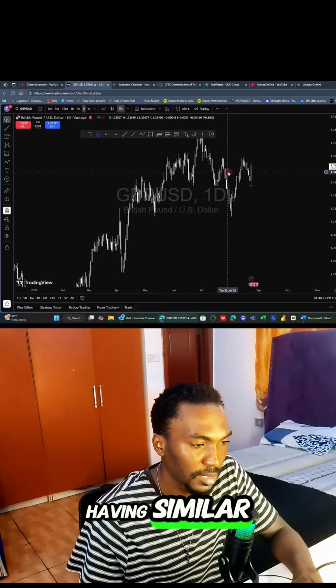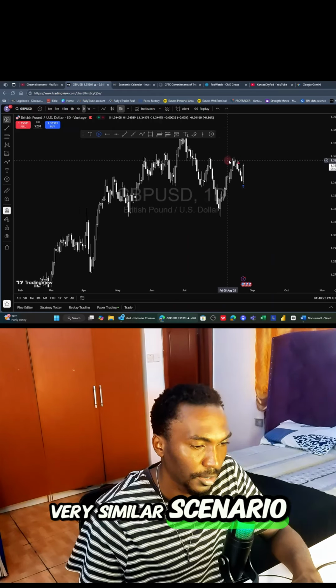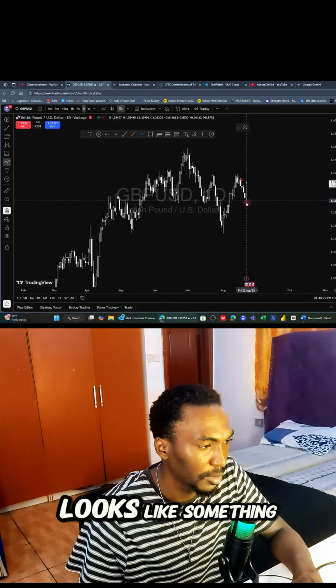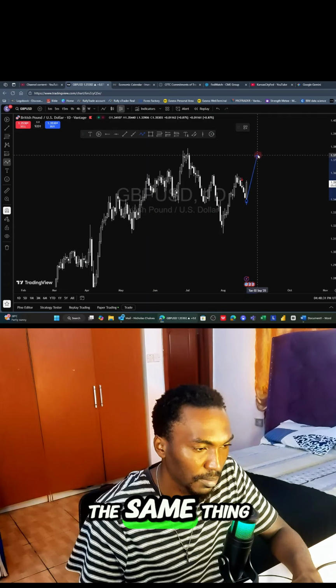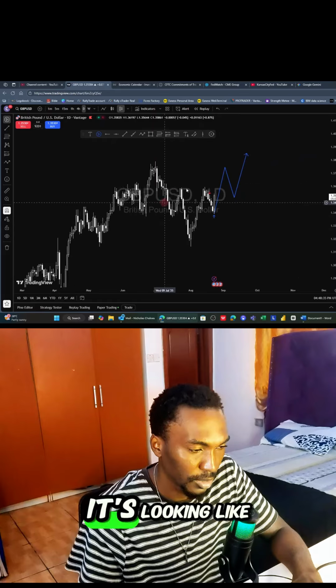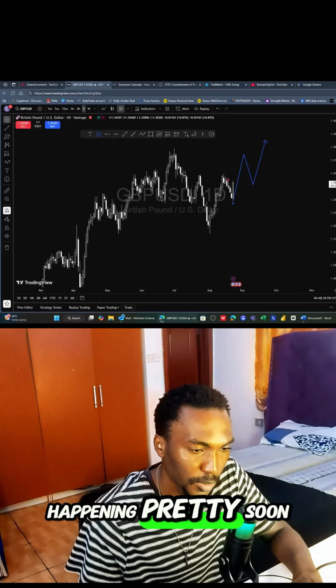We're having a very similar scenario. This level looks like something that price may still do the same thing with, break above. This is what it's looking like it's going to be happening pretty soon.